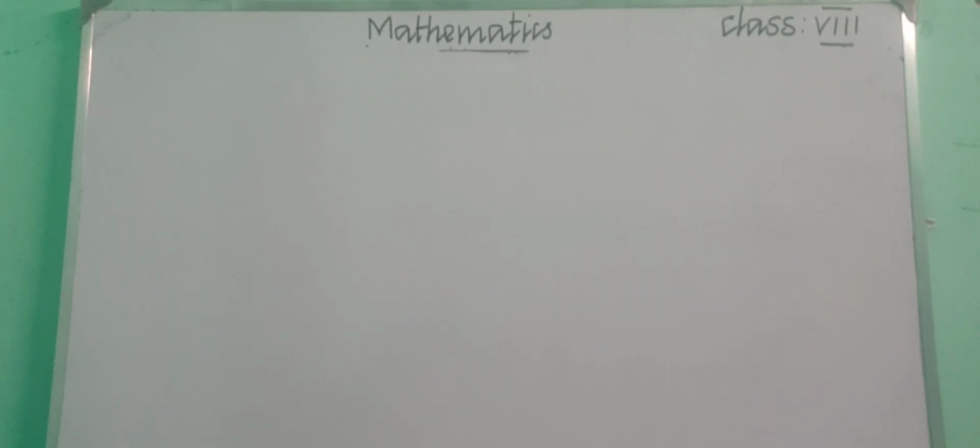So in the previous class we have completed exercise 1.3, right? In exercise 1.3 what have we learned? We have learnt about the properties of rational numbers. So what are all the properties we have learnt? Closure property, commutative property, associative property, distributive property, inverse property and identity property. These are all the properties we have learnt in the previous class.